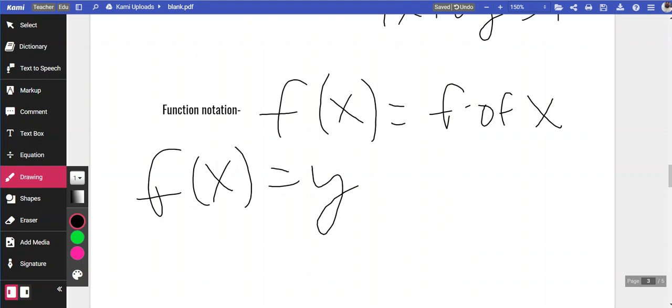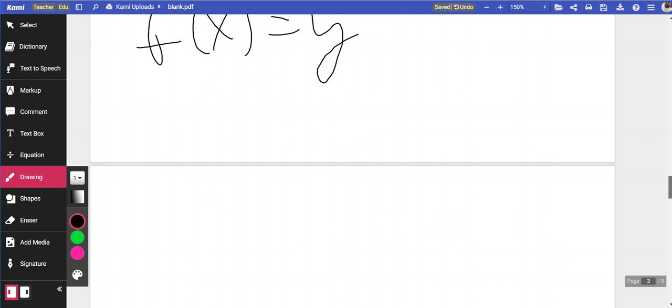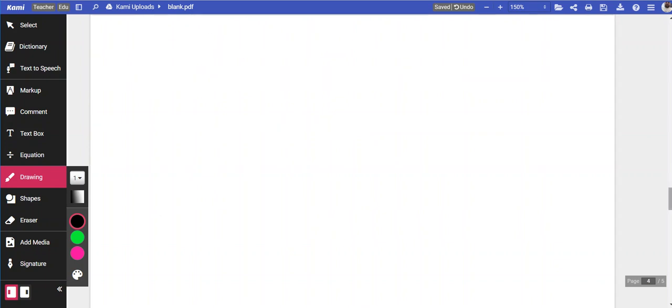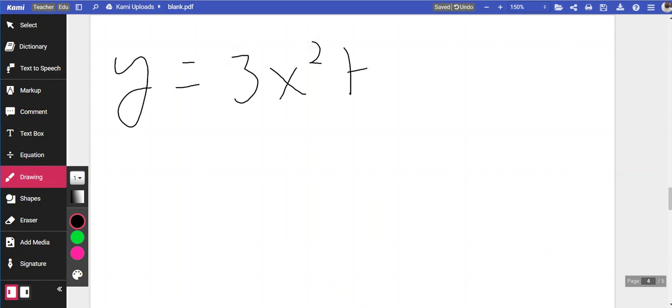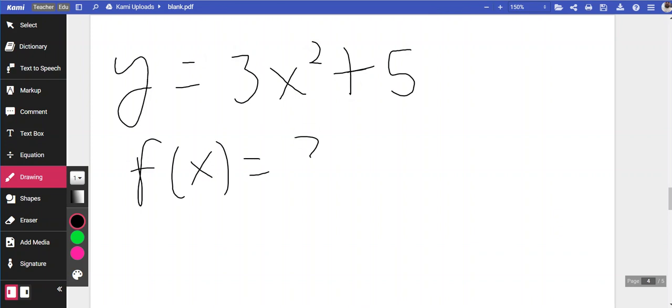The only cool thing about it is that if you have the f of x or the g of x or the h of x, it's basically saying that the equation is definitely a function, so you know it passes the vertical line test. So if I have something like y equals 3x squared plus 5, that's little kid stuff. We typically in advanced math write it as the function 3x squared plus 5. It literally means the exact same thing.